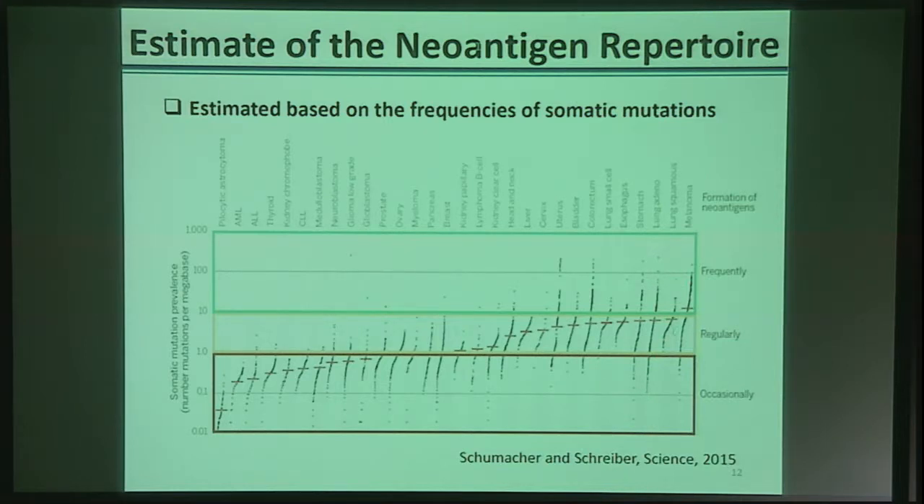On the right-hand side is the most mutated cancer type, and toward the left-hand side is the less mutated cancer type. As you can see, melanoma, lung cancer, as well as some stomach cancer and colorectal cancer, have a higher mutation burden. So by estimation, they probably have a much larger neoantigen repertoire. Compared to cancer types such as multiple myeloma or leukemia, which have a relatively low mutation burden, on average they will have a smaller neoantigen repertoire. However, this does not mean that neoantigen therapy won't have efficacy in such cancer types.